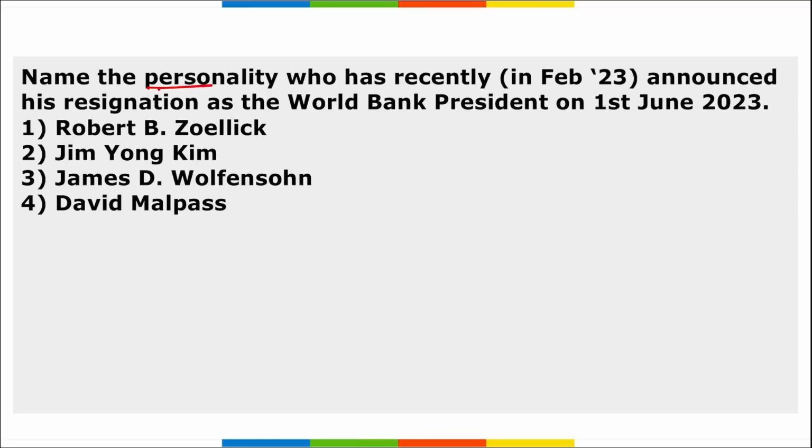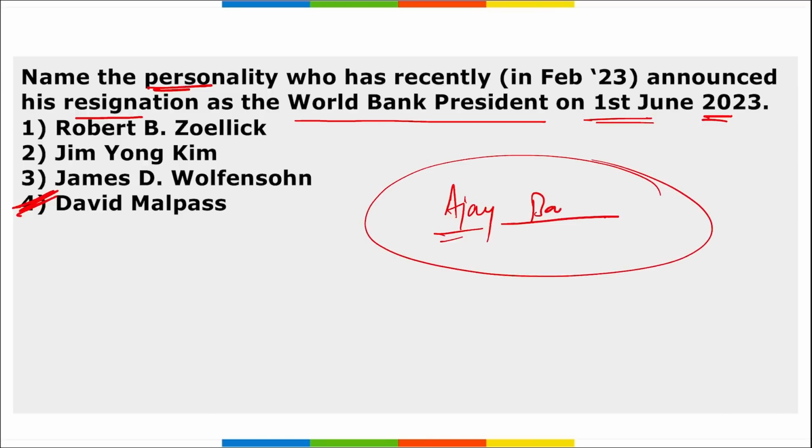Next, name the personality who has recently announced his resignation as the World Bank president on 1st of June 2023. He will be David Malpass. And who is the president of World Bank now? Ajay. I'll give you the hint. Tell me the rest of it. Ajay Banga is the new World Bank president.